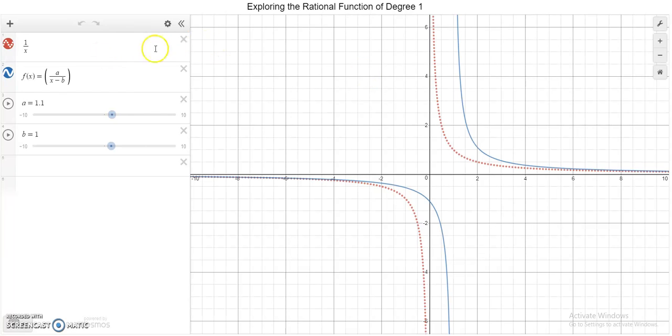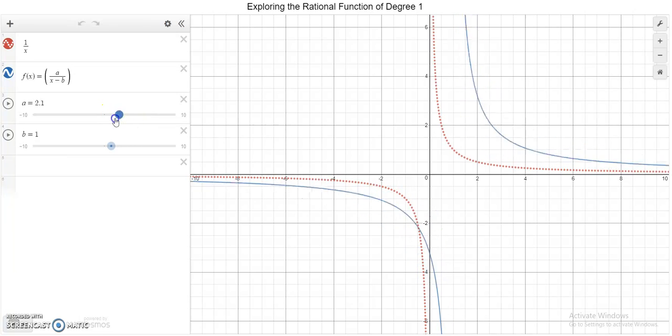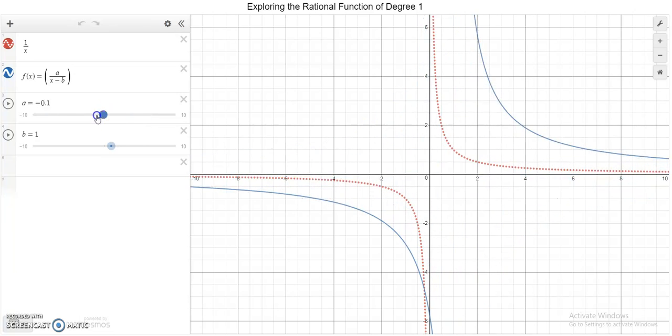So now we can just look at the degree 1. I put in the parent function here, so we can always see what the function looks like without the degree, or without any changing to the variables. And I put the sliders in so we can see how the graph changes.